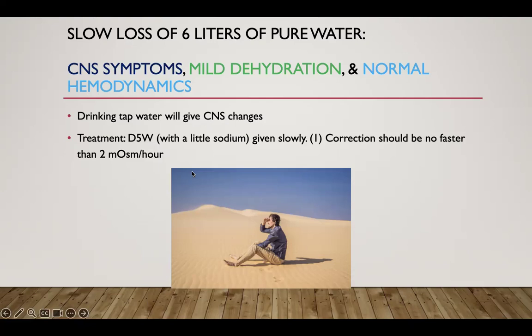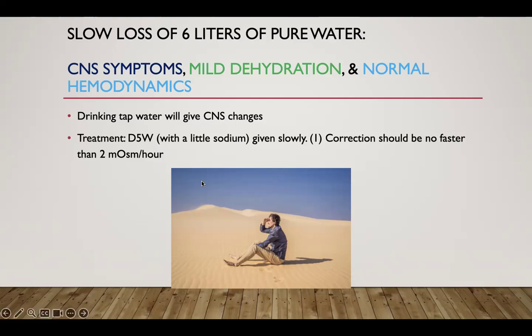And then drinking tap water, that was one of the things that I was confused about in class. Like, I drink tap water. But if you drink too much tap water, then your GI system doesn't have time to only absorb what it needs. It just gets overloaded. And so at that point, it is an increase in pure water. And so that will affect your CNS symptoms. So if you see something that says somebody's drinking a lot of pure water, that will cause CNS issues.